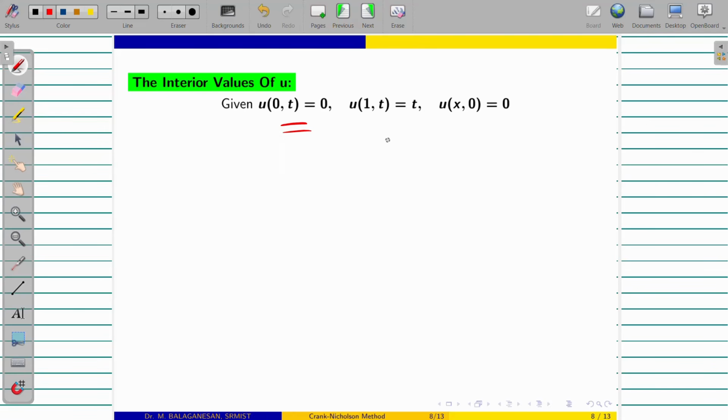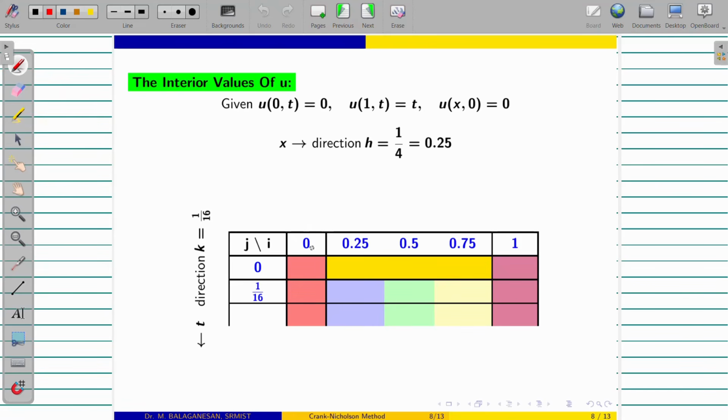Then u of 0 comma t, u of 1 comma t, u of x comma 0 equal to 0. In x direction, we assumed that h is equivalent to 1 by 4, that is 0.25. In t direction, we found k equal to 1 by 16. So look at that, x varies from 0 to 1. So 0, 0.25, 0.5, 0.75, 1. What about in t direction? Difference is 1 by 16: 0, 1 by 16, and then it will be 2 by 16. So this is the first time step, this is the second time step. Up to 2 time steps only they asked to solve.